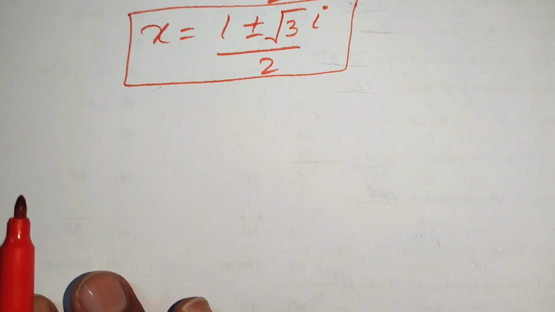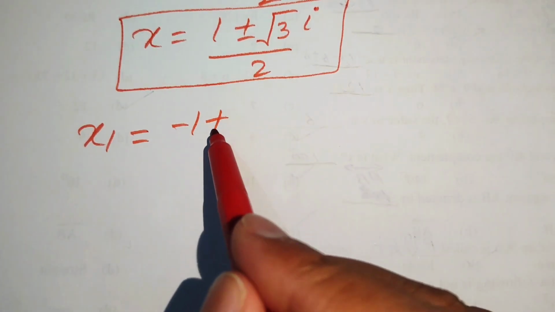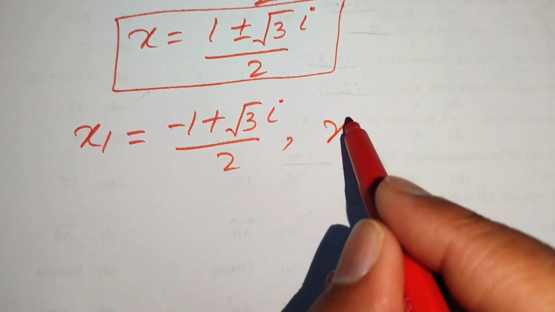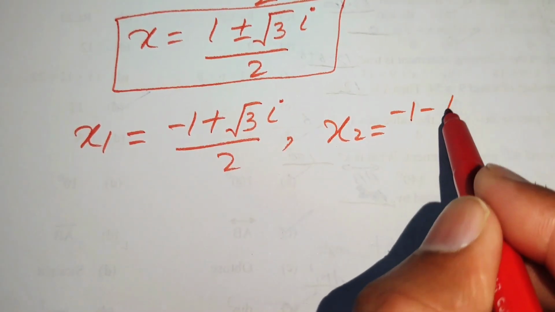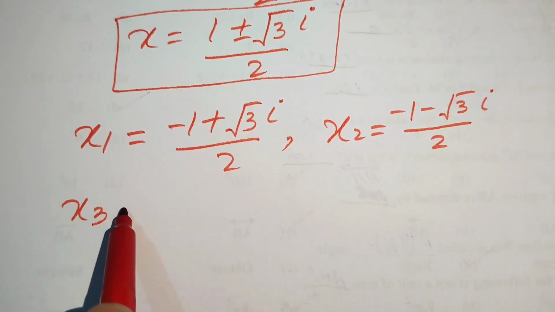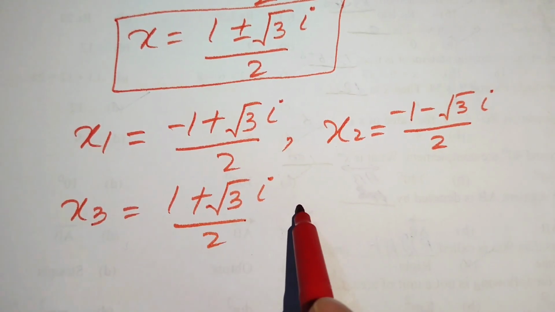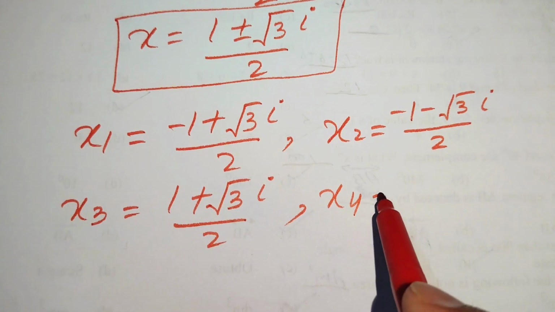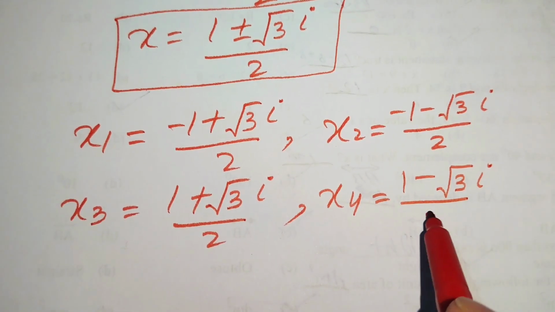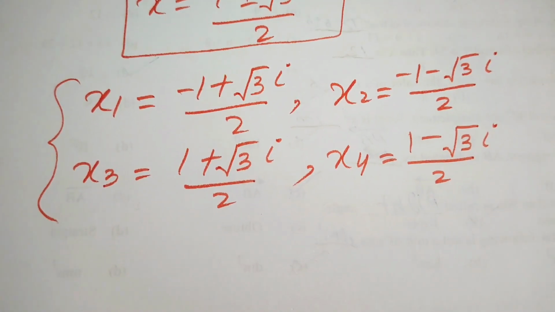And now finally we have the four roots of the given equation. The first root is x1 = (-1 + square root of 3 iota) divided by 2. The second root is x2 = (-1 - square root of 3 iota) divided by 2. The third root is x3 = (1 + square root of 3 iota) divided by 2. And the fourth root is x4 = (1 - square root of 3 iota) divided by 2. So these are the final four roots of the given equation, and this is the final answer.